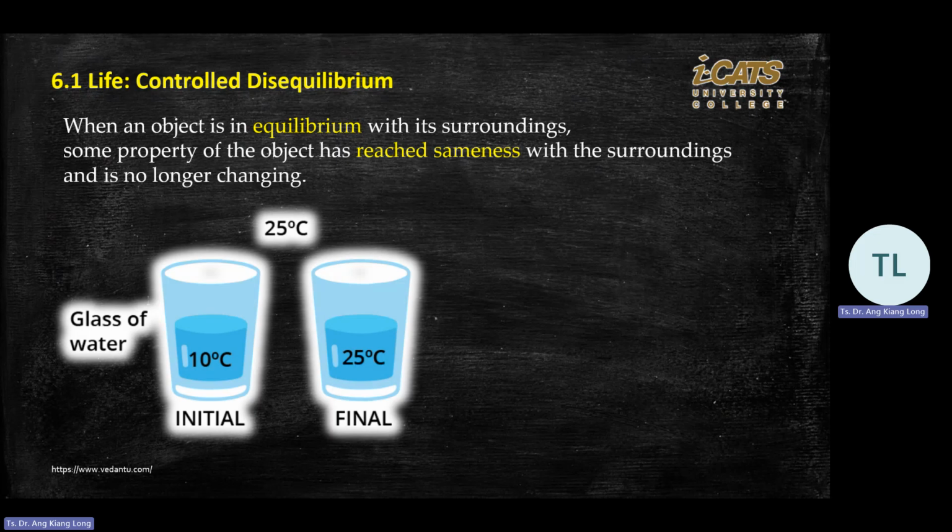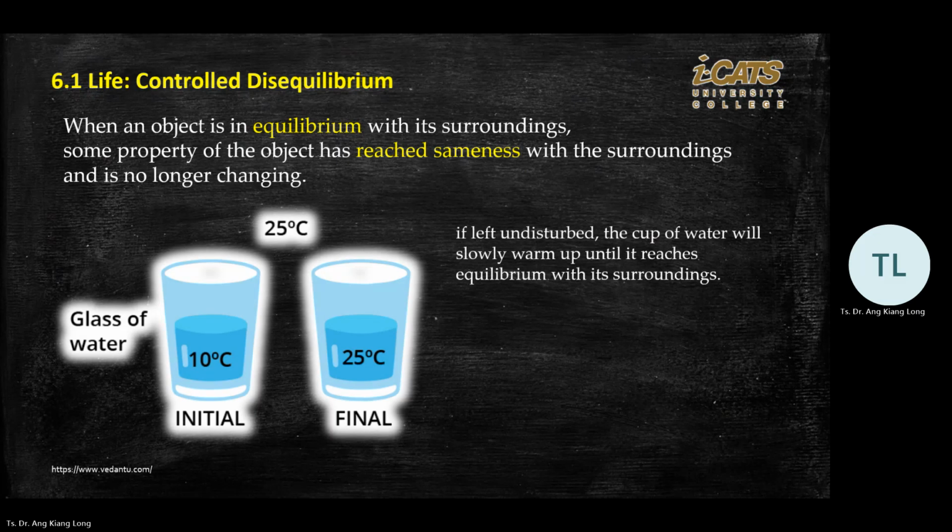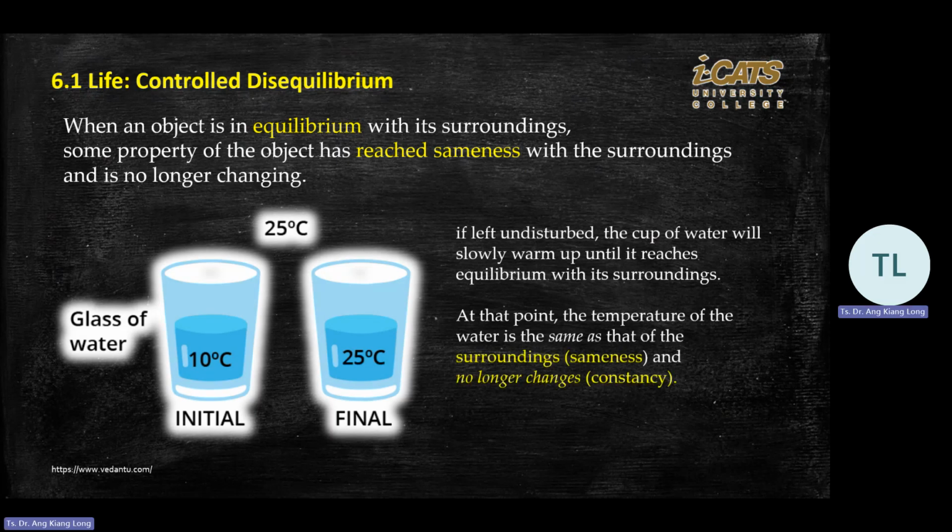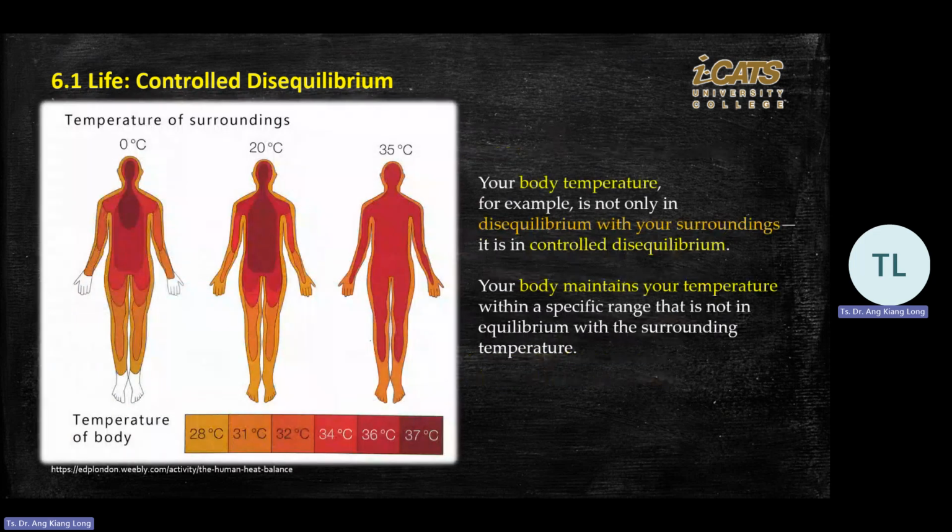So for example, the diagram on the screen here, when the water you put in the environment of 25 degrees C and you leave it for some time, the temperature will reach 25 degrees C, means we already reach equilibrium. Okay? So same with your body temperature also. Your body temperature keeps adjusting so that it always maintains 36 degrees C or 35 degrees C.